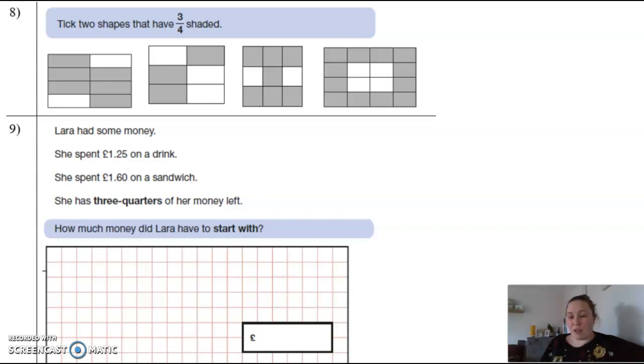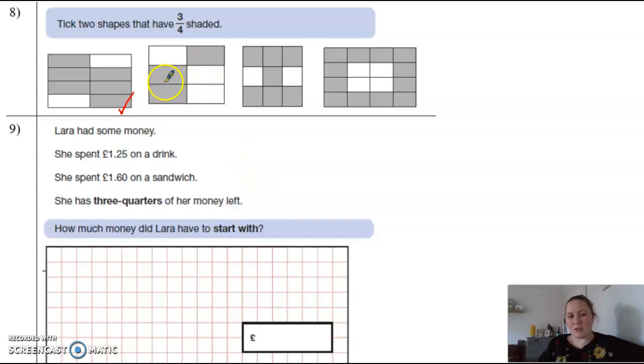So again, 3/4 means 3 out of a total of 4 pieces. None of these shapes have 4 pieces, so you have to think equivalent fractions. This one has 8 pieces and it has 6 shaded. 3/4 is the same as 6 out of 8, if you multiply by 2, so that one can be ticked. This one has 6 pieces. I can't find an equivalent of 3/4 out of 6, so I can't tick that one.